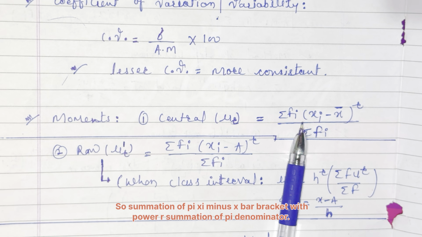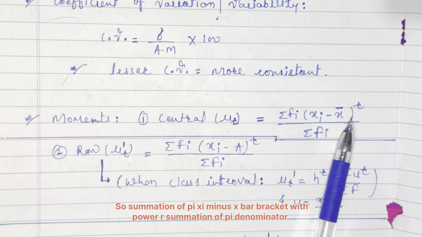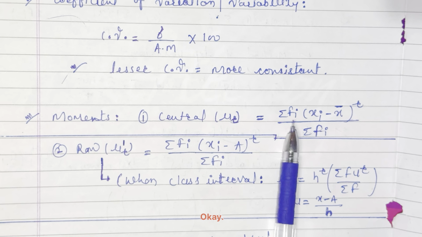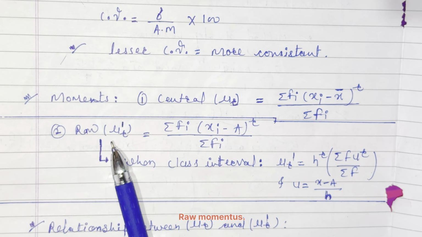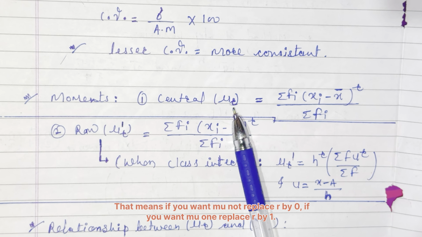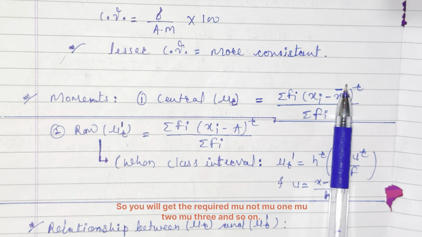So, summation of fi times (xi minus x bar) to the power r, divided by summation of fi. This one is for central moments. For mu naught, replace r by 0. If you want mu 1, replace r by 1. So you will get the required mu naught, mu 1, mu 2, mu 3 and so on.